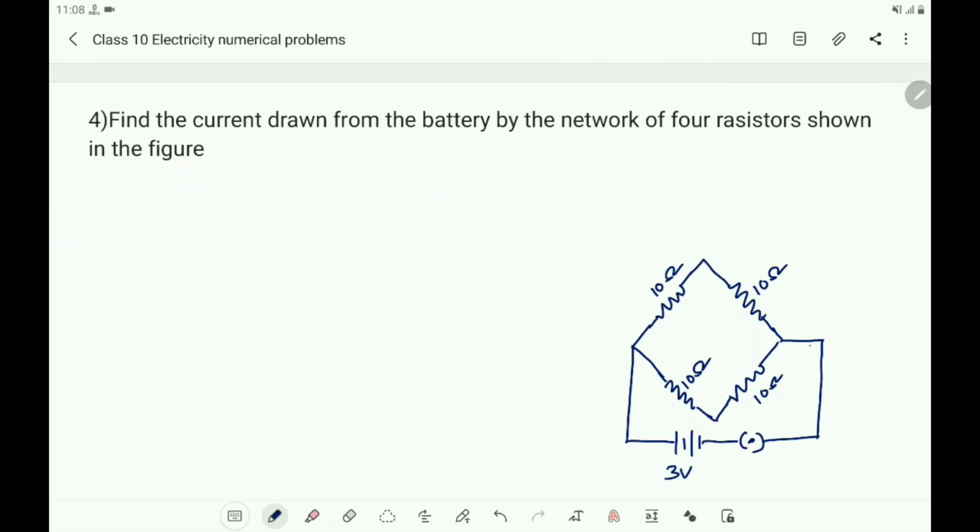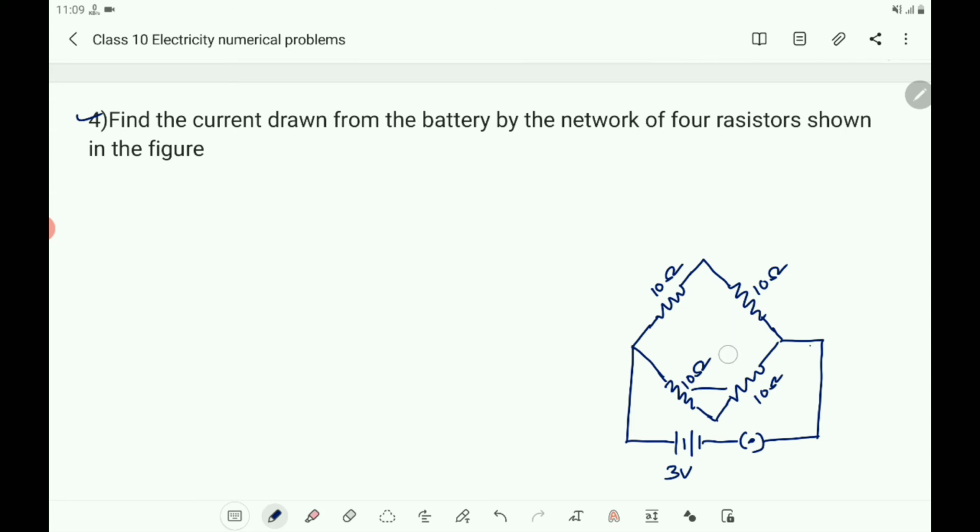Next, let us take the fourth question. Find the current drawn from the battery by the network of 4 resistors shown in the figure. Here what we have to find out? We have to find the current drawn from the battery by the network of 4 resistors shown in the figure. The combinations of 10 ohm and 10 ohm, again 10 ohm and 10 ohm, are connected in parallel. Here you can observe, this 10 ohm 10 ohm, and this 10 ohm 10 ohm, they are connected in parallel.